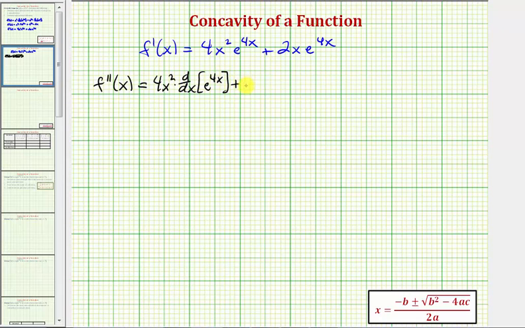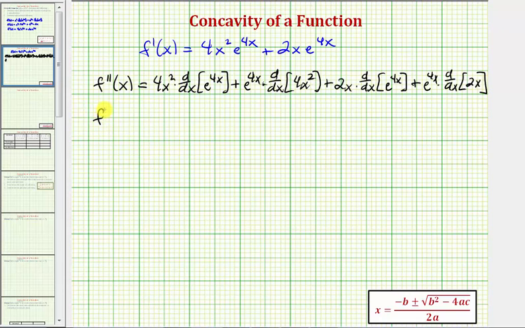plus the second function of e to the 4x times the derivative of the first function, which would be 4x squared. So this gives us the derivative of the first term, and now we need to find the derivative of the second term, which would be 2x times the derivative of e to the 4x, the second function, plus the second function of e to the 4x times the derivative of the first function, which is 2x.